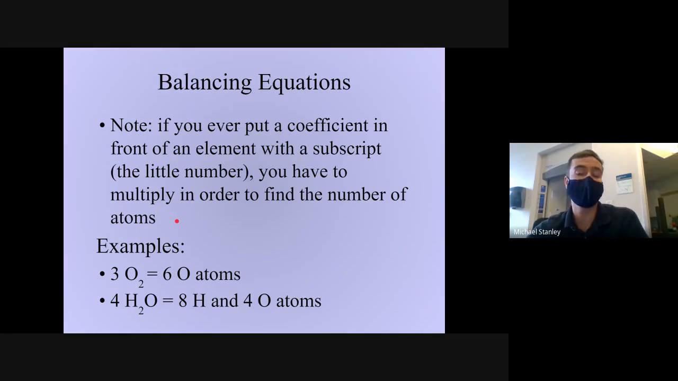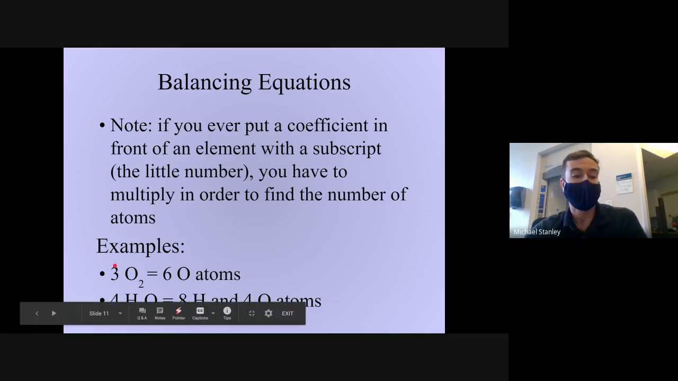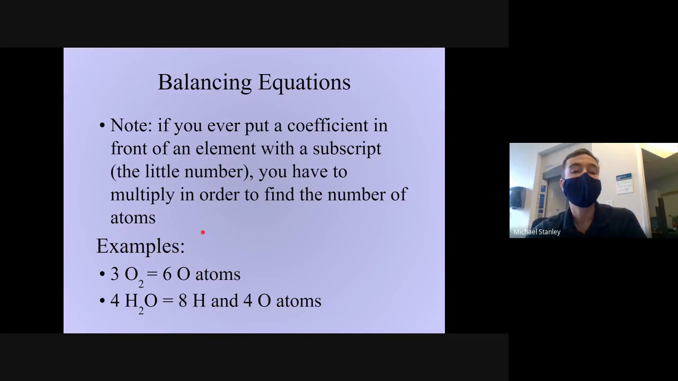So for example, if we had to do something with those O2s in our other equation, like put a 3 in front of them, 3 O2s means we do 3 times 2, and that gives us 6 total oxygen atoms.